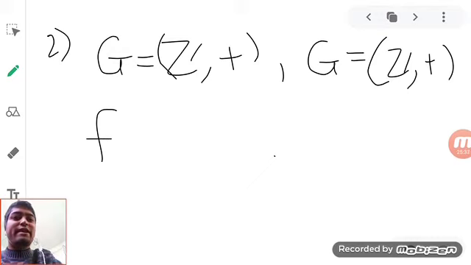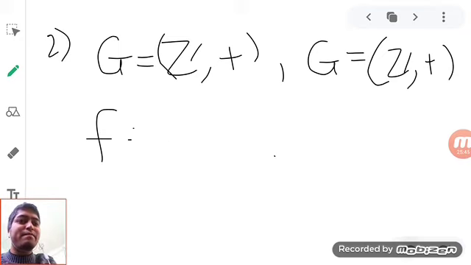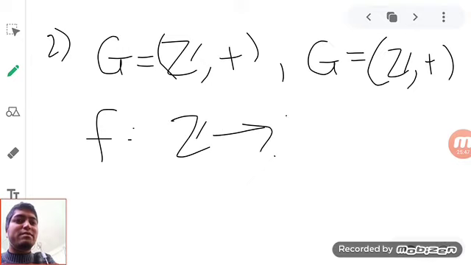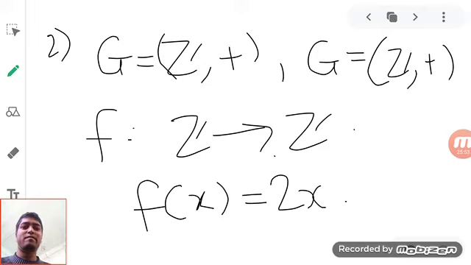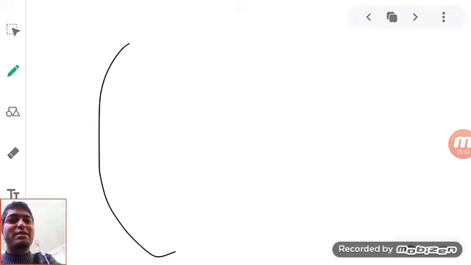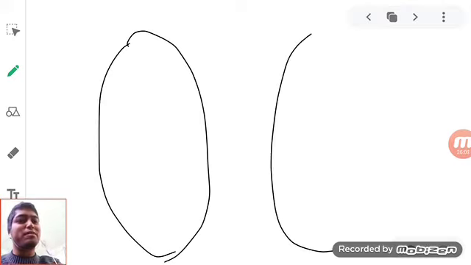And now we define f from G to G dash. We can actually denote it by G, it doesn't matter. Sorry, f from Z to Z. Define it by f(x) equal 2x. Okay, f(x) equal 2x. Let us have a visual representation. Is there a possibility that it is a homomorphism? Let us see.